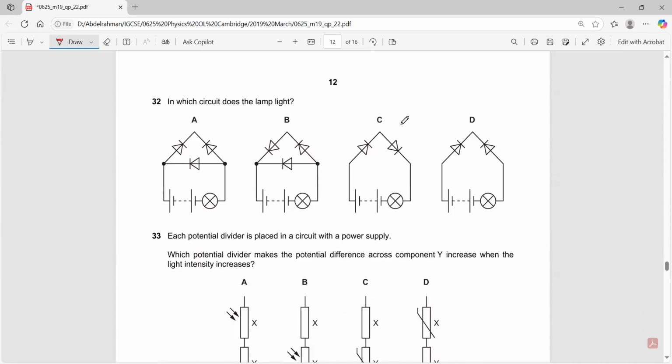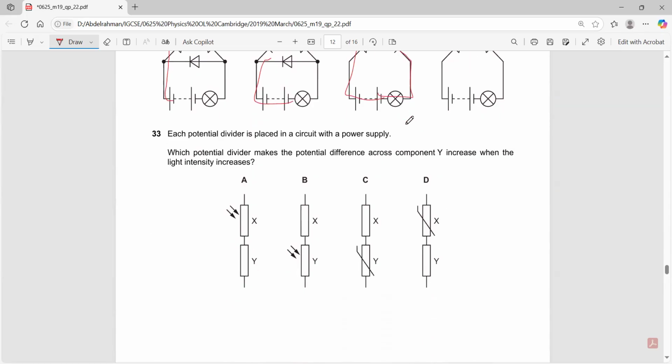Which circuit does the lamp light? Okay, it's not that hard. It's not that difficult at all. In A, it wouldn't pass. In B, it wouldn't pass. In C, it does pass. So it is C. That's easy.